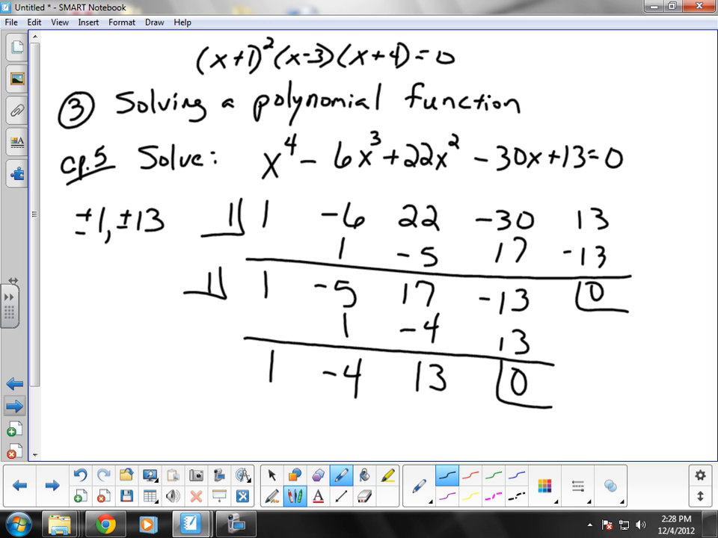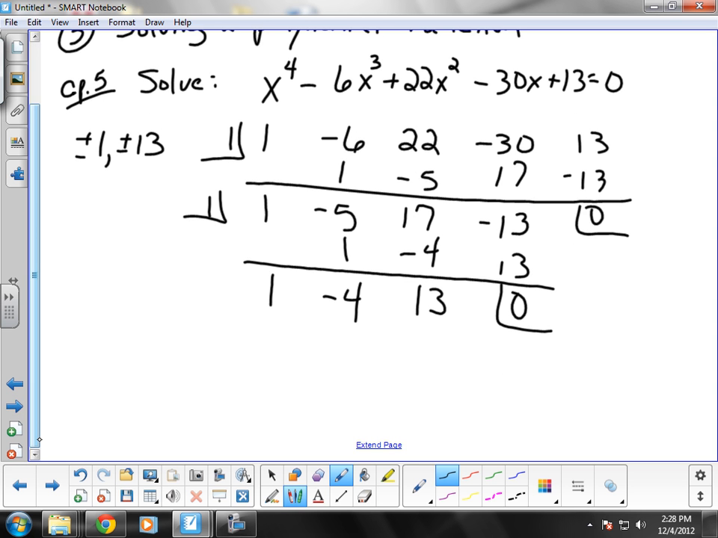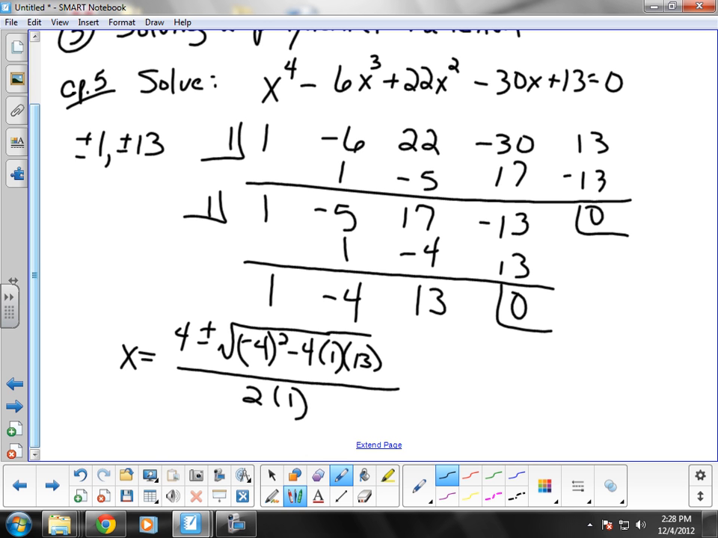So now I've got to find the last 2. I can just put it in the quadratic formula, or we can try to use synthetic division again. But like I say, at this point, I no longer like to guess and check. I like to just plug it in the quadratic formula and be finished with it. So that's what you're normally going to see me do. You can do whatever you want. So I get 4 plus or minus the square root of negative 4 squared minus 4 times 1 times 13, over 2 times 1.